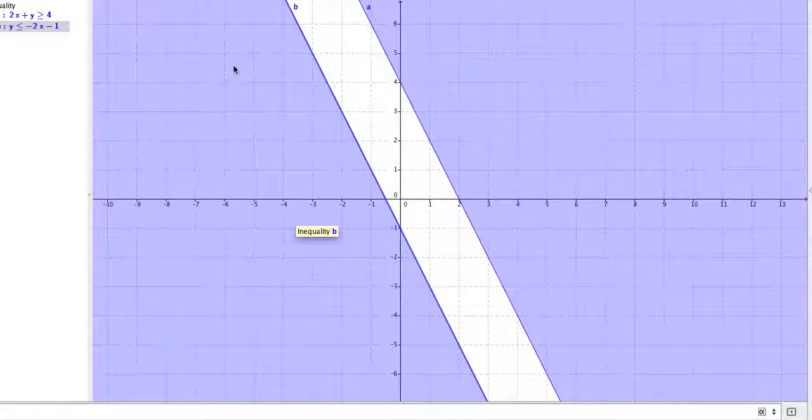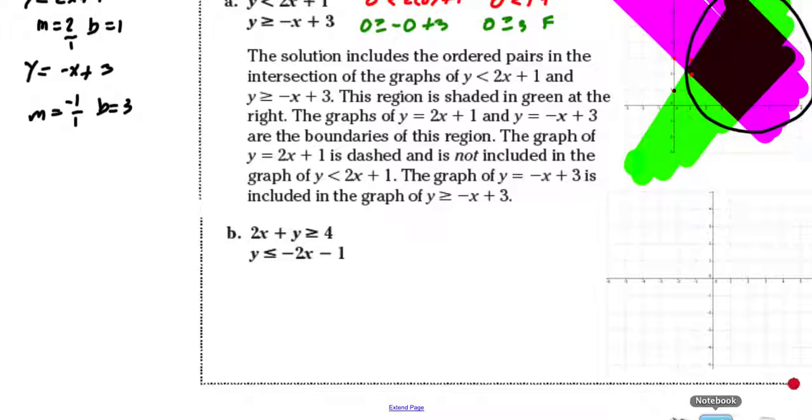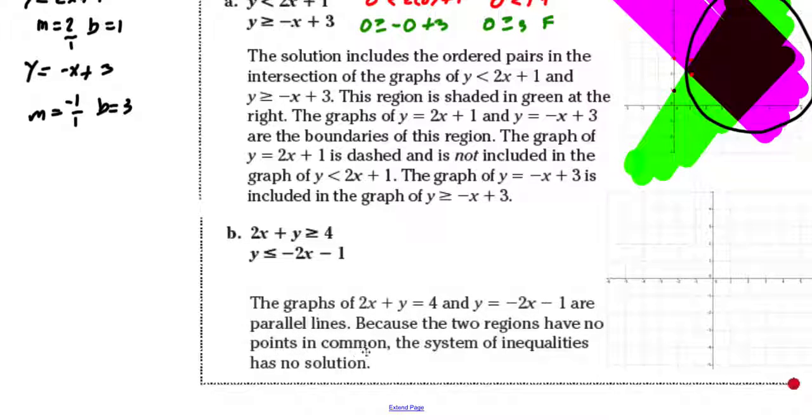You cannot see overlapping solutions. That means as you shade the first inequality and the second inequality, none of the solutions for both inequalities will overlap or intersect. So in this particular case, there is no solution. The graphs of 2x plus y equals 4 and y equals negative 2x minus 1 are parallel lines because the two regions have no points in common.